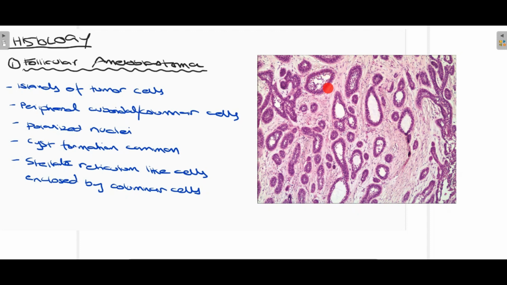Also, you can see at the periphery there are cuboidal or columnar cells present, and the nuclei are polarized. Moreover, there is cyst formation, which is commonly found in follicular ameloblastoma. Surrounding these cells, you can see stellate reticulum-like cells which are surrounded by peripheral columnar cells, and these are the main and important histological features in order to identify follicular ameloblastoma.